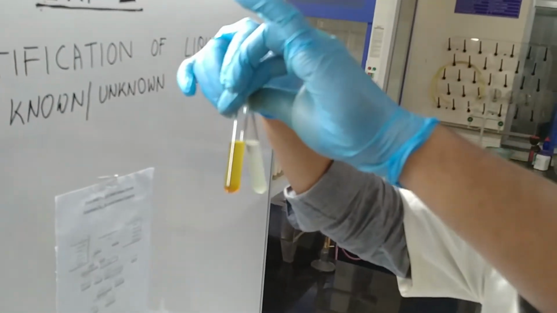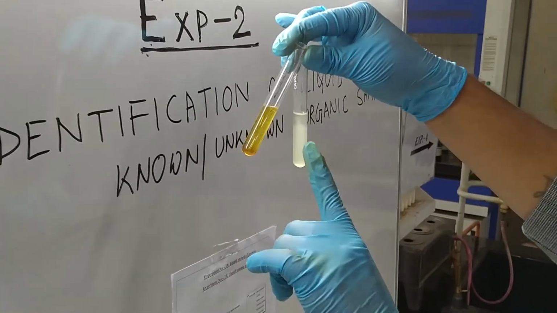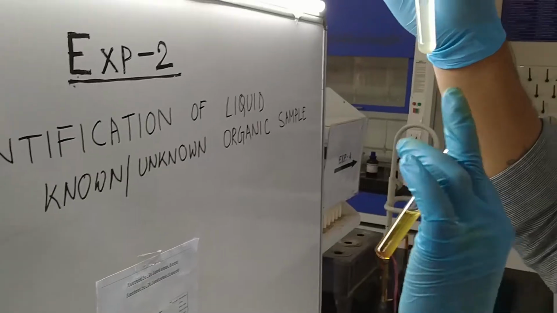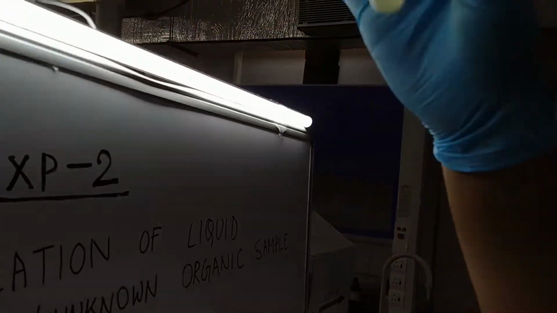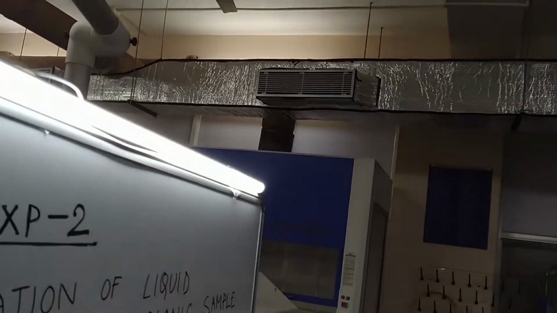Okay, so you can see the difference. This one is the positive observation and this one is the negative. This one is for NaOH and this one is for NH4OH. Okay, and you can see something is settled down at the bottom of the test tube. Let it settle properly. I will show you again.